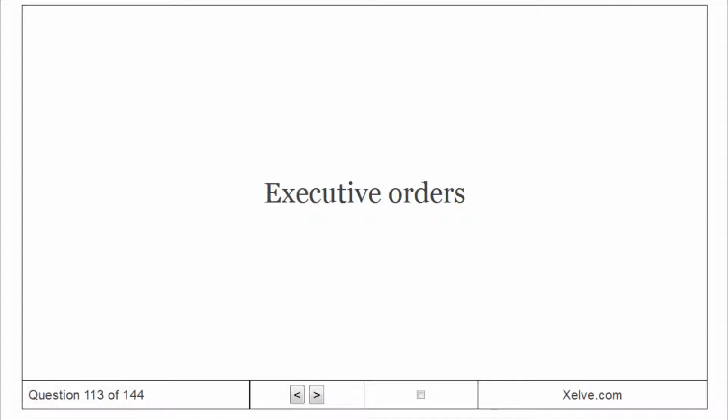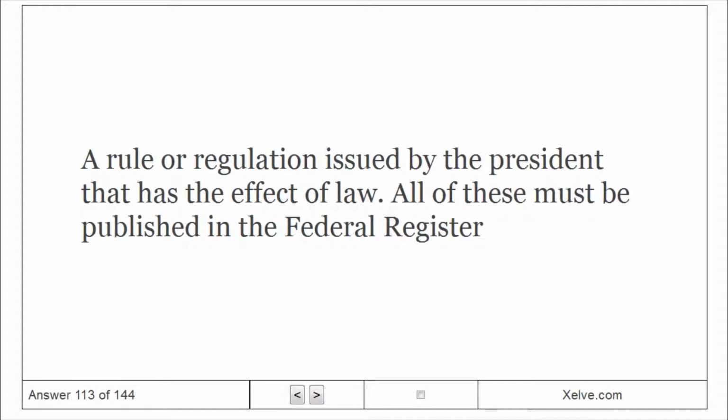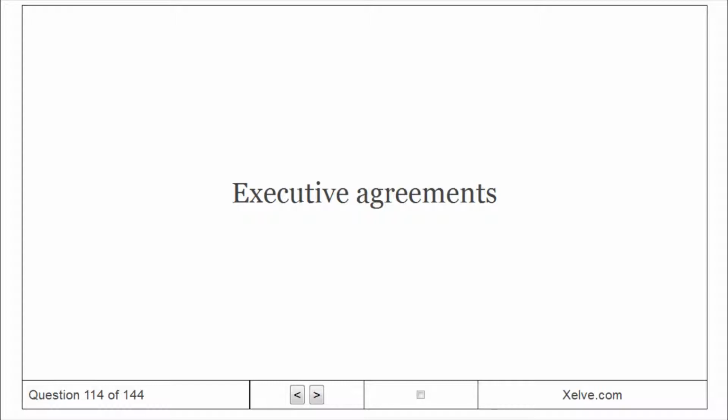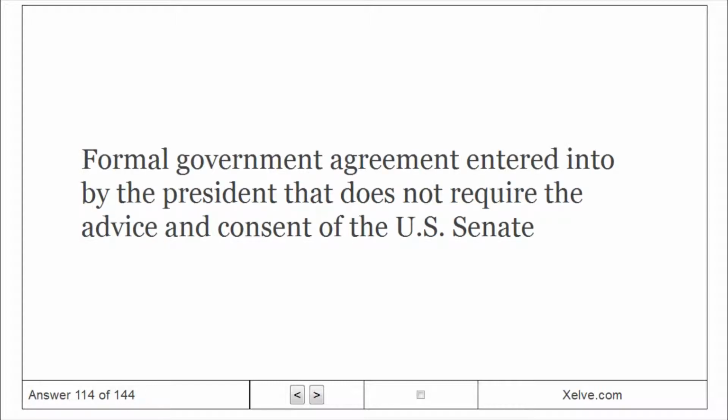Executive orders, a rule or regulation issued by the president that has the effect of law. All of these must be published in the Federal Register. Executive agreements, formal government agreement entered into by the President that does not require the advice and consent of the U.S. Senate.